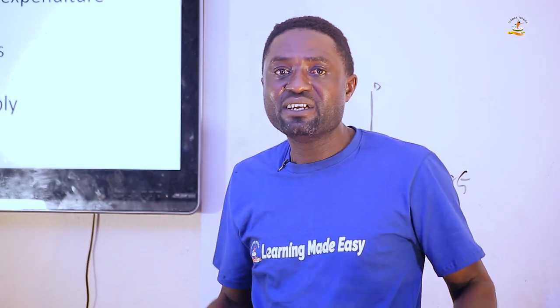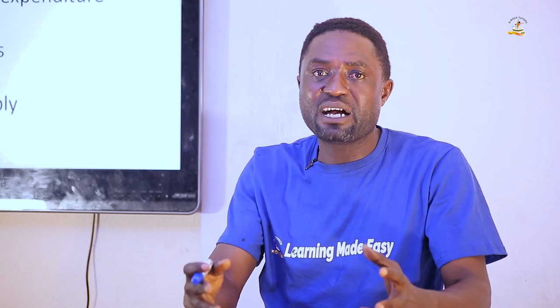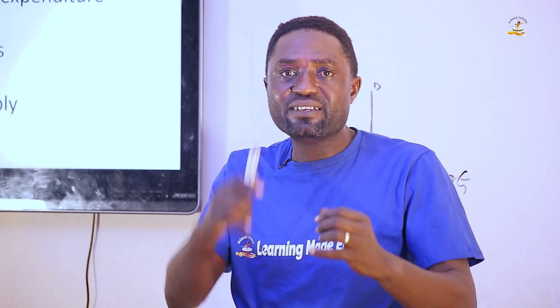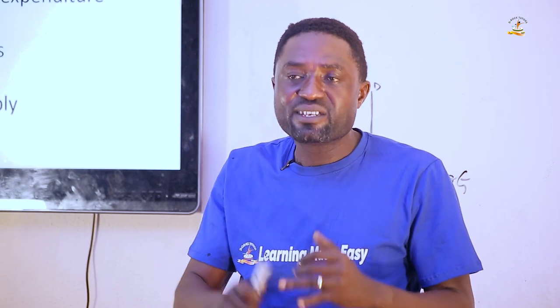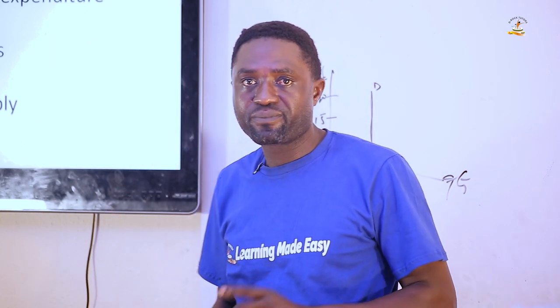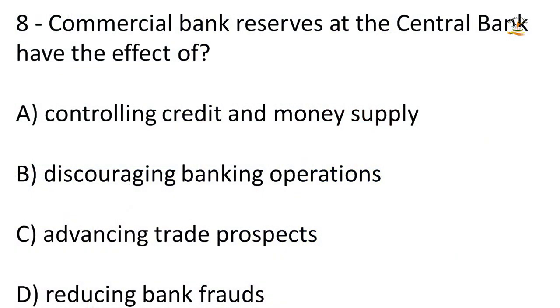Factor prices are those things that are involved in producing a particular product. If those things are on the high side, then the product prices will be increased, which can cause cost push inflation. The next question, question number 8. Commercial bank reserves at the central bank have the effect of A, controlling credit and money supply, B, discouraging banking operations, C, advancing trade prospects, D, reducing bank frauds.